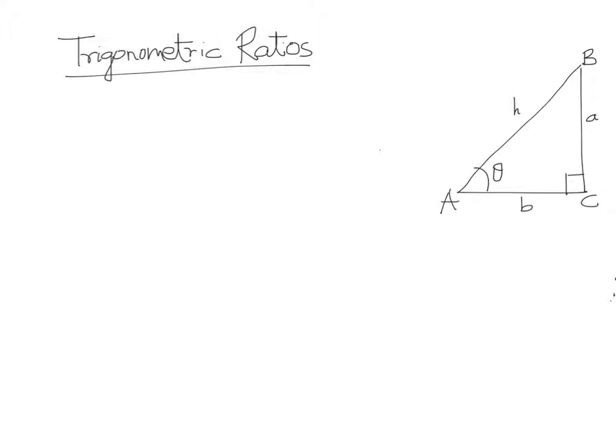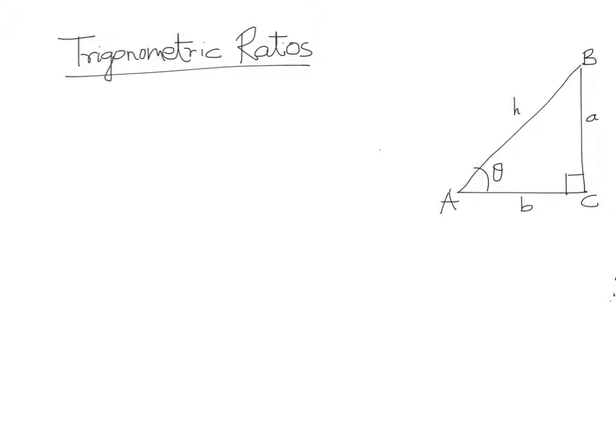In this session, let us review trigonometric ratios and some basic equations. Now let us consider this triangle ABC here, which is a right triangle, and the base is B and the height is A, as you can see, and the hypotenuse is H, and let the angle A be theta.